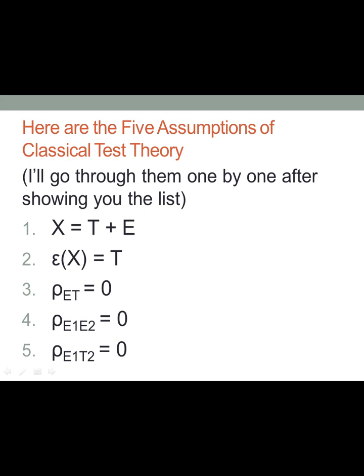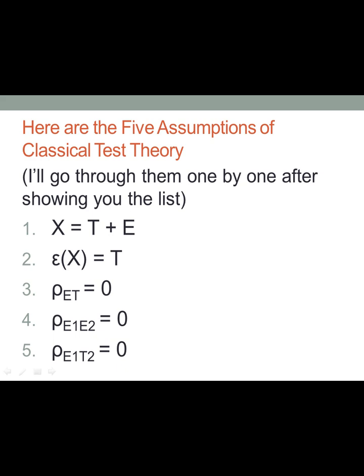Here they are. X equals T plus E. The expected value of X equals T, the true score. Now I'm going to start reminding you what these symbols stand for. Rho, that symbol that looks like a p. Rho sub ET, that is the population correlation between error scores and true scores, equals 0.